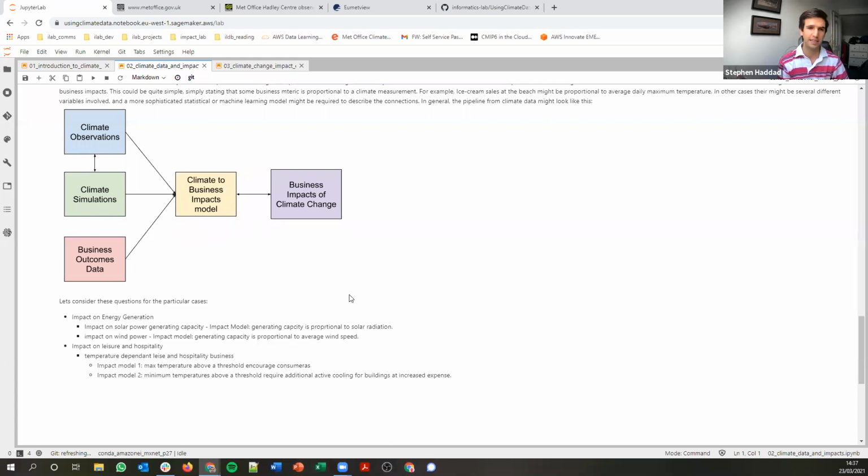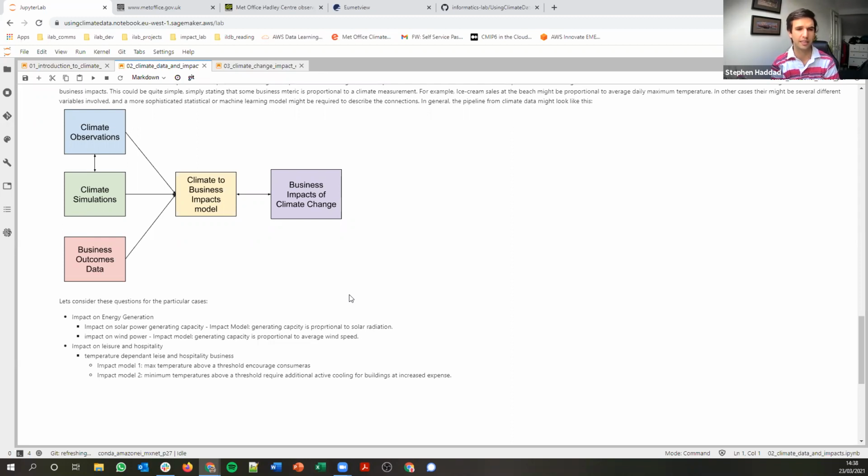Are you going to be able to generate more energy or less energy? Our model there is quite a simple model. We're saying that with increased solar radiation, the changes in solar radiation will result in proportional changes in generating capacity. So that's one thing we'll look at now, how we can analyze that from our data. Similarly, wind power: our impact model there is that the change in generating capacity for wind power is proportional to average wind speed. So we'll see what the average wind speed data has to say about how the return on investment in wind power capacity might change in the future.